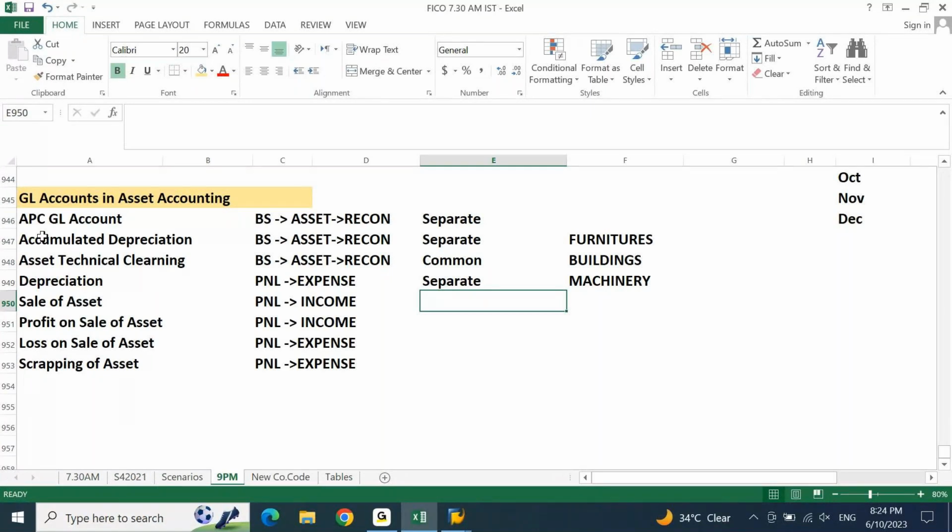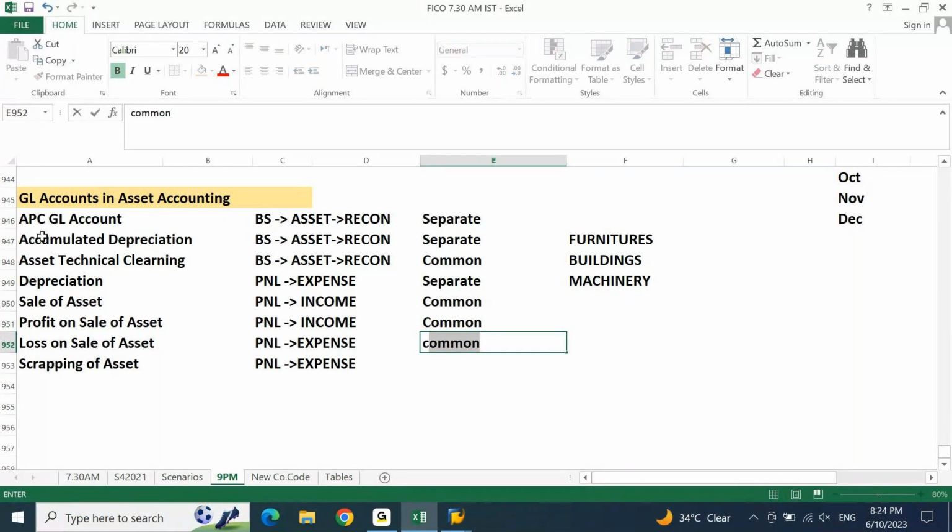Sale of asset. Common. Sale of asset will be common. Profit on sale of asset, common. This will be common, correct? Loss on sale of asset, common. This also you can create common. Scrapping of asset also you can create as a common GL account.